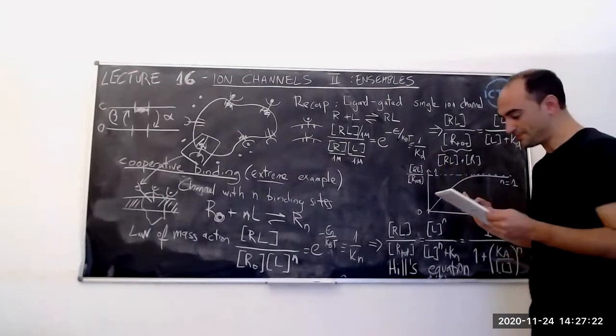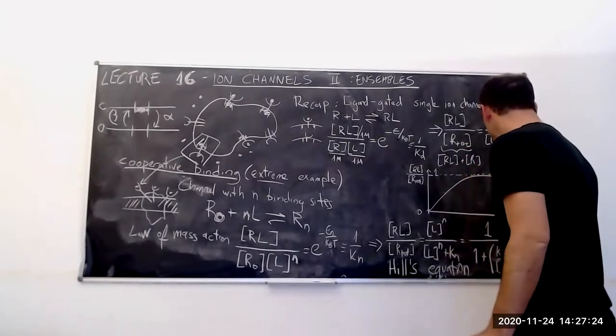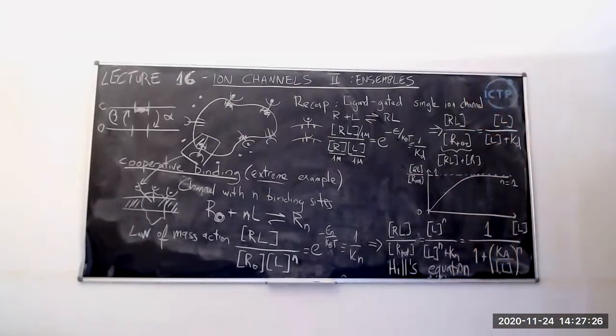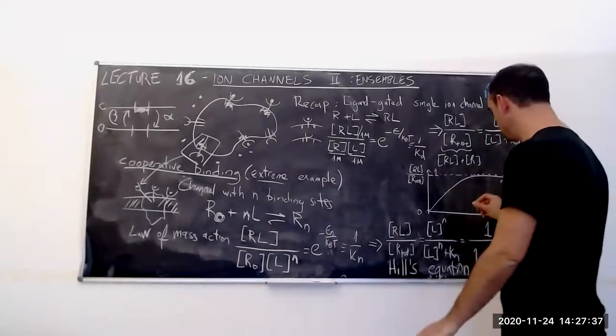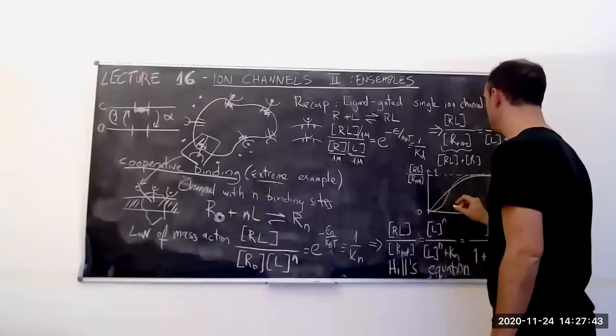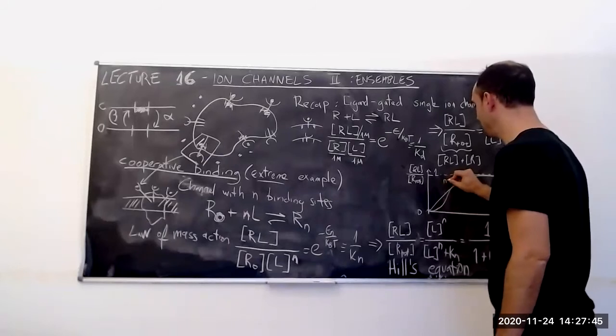So what happens is, I think I have another color. Okay, one second. So if you take n equal to, give me a second. This will be n equals to 2.